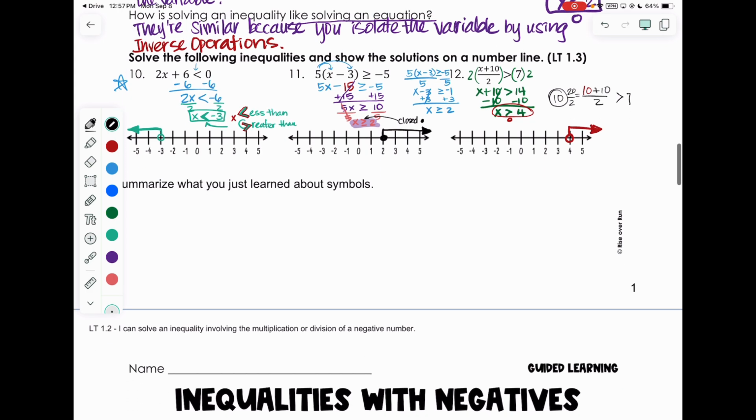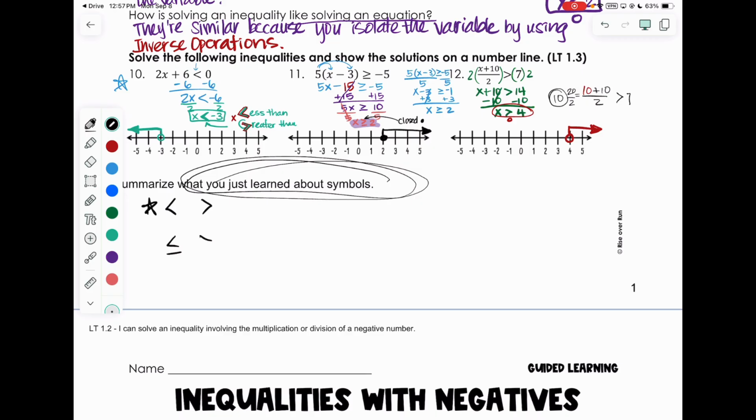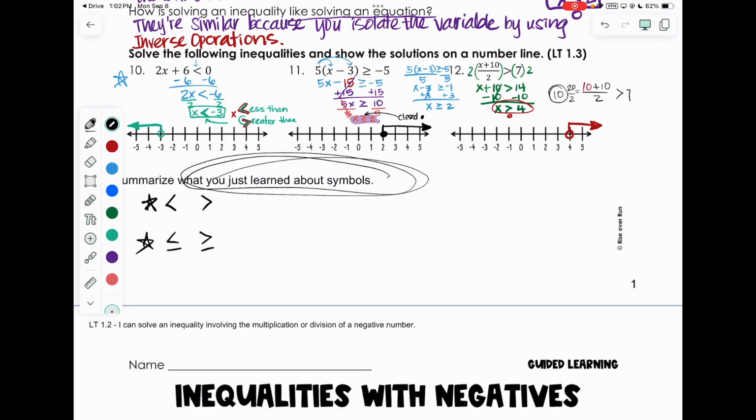Summarize what you just learned about the symbols. What does this mean? What does that mean? Okay? While you summarize, I will grade Brooklyn's test. Wrote about the first set of signs. First set of signs. Go for it, Gavin.